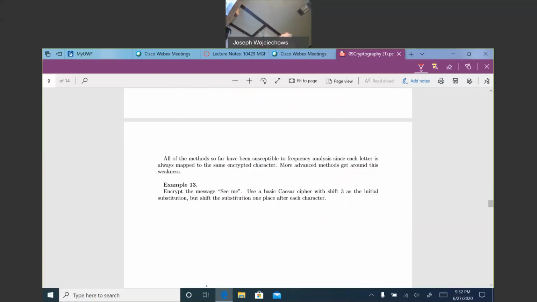Okay, the next shift method we use is, well, first of all, simple substitution ciphers have been susceptible to frequency analysis since each letter is always mapped to the same encrypted character. The more advanced methods get around this weakness. Encrypt the message "See me." Use a basic Caesar cipher with shift 3 as the initial shift, but shift a substitution one place after each character. So we're going to start off with a simple Caesar cipher with shift 3.